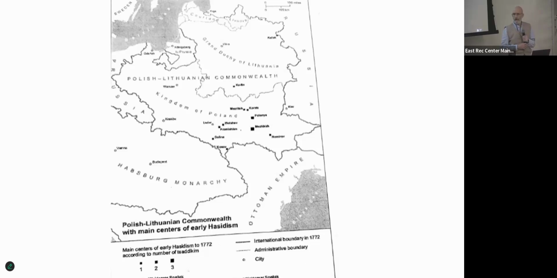Similarly, we have the expulsion of Jews from Spain, Portugal, France, and what were the Spanish territories. It started in the 13th, 14th century, and it culminated with the 1492 expulsion of Jews from Spain.